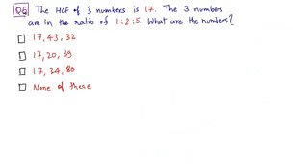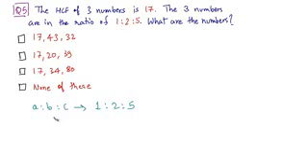Let's move on to question number 5. The HCF of three numbers is 17. The three numbers are in the ratio 1:2:5. What could be the numbers? Now we have been given the ratio of numbers. Let's consider the numbers as A, B and C. So A:B:C is given as 1:2:5.